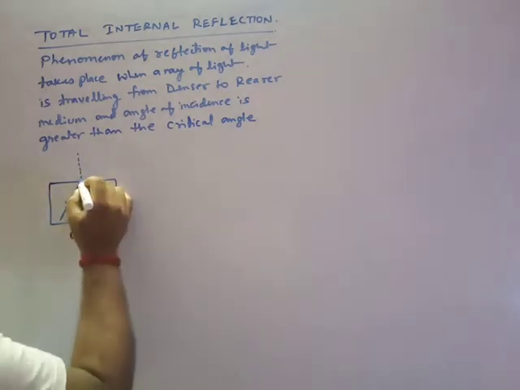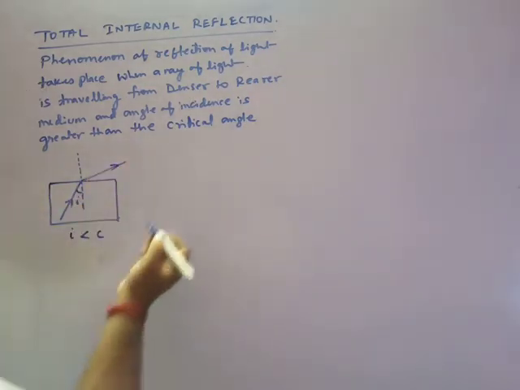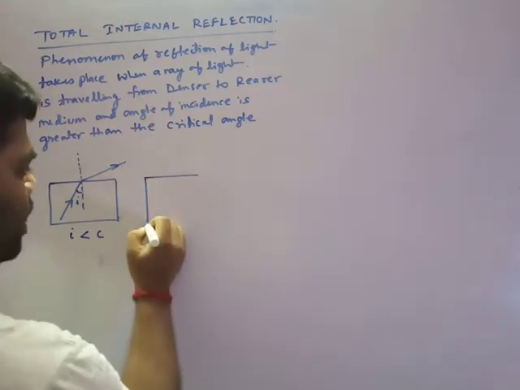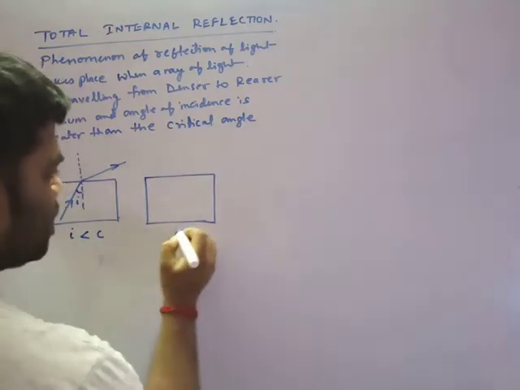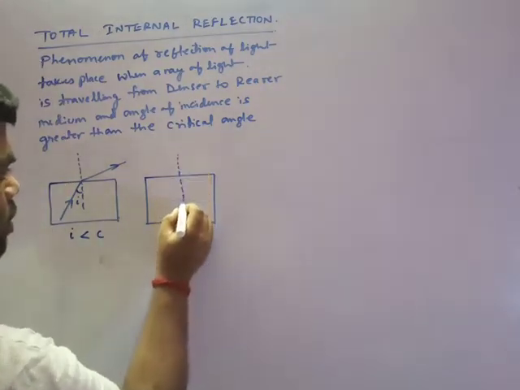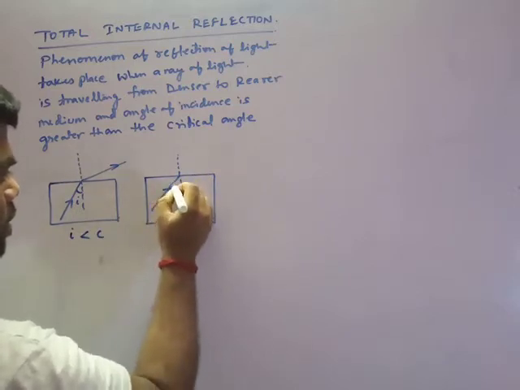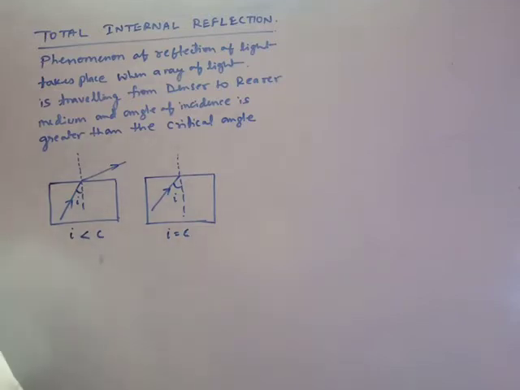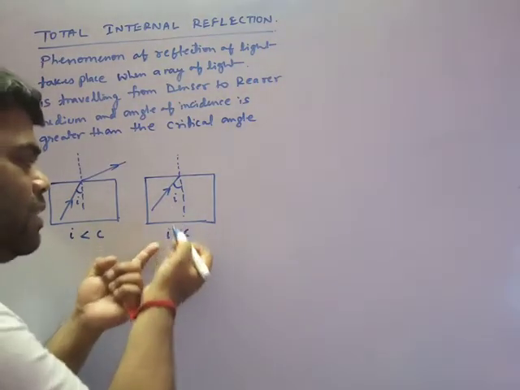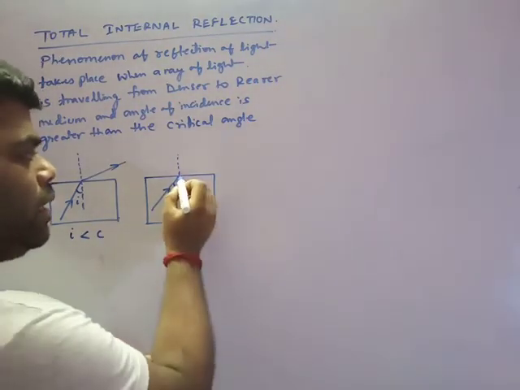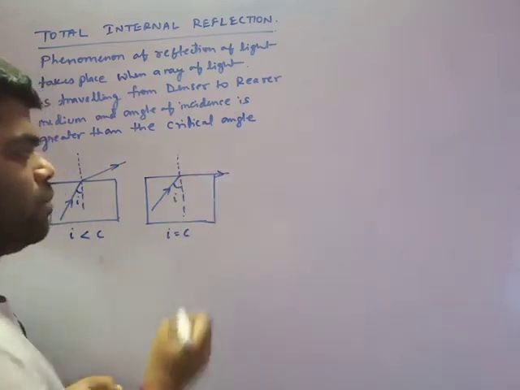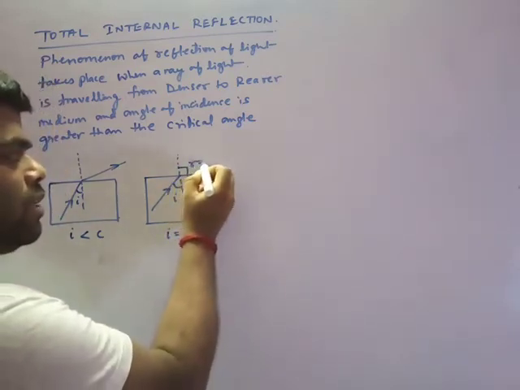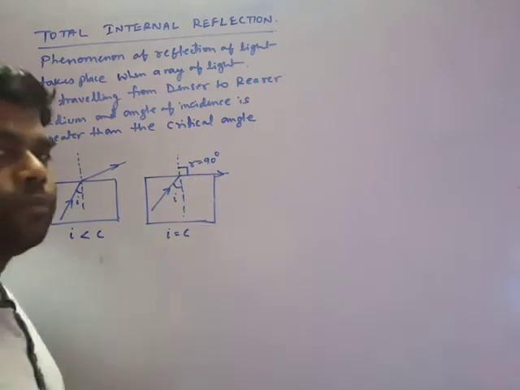So what happened here? We observe that it is refracted. Okay, no problem. If I take again the glass slab, is it right? This is the normal line. So this is the angle of incidence here. Here we observe that when I took the incident angle equal to the critical, it passes along the interface. That means the angle of refraction here is 90 degrees.